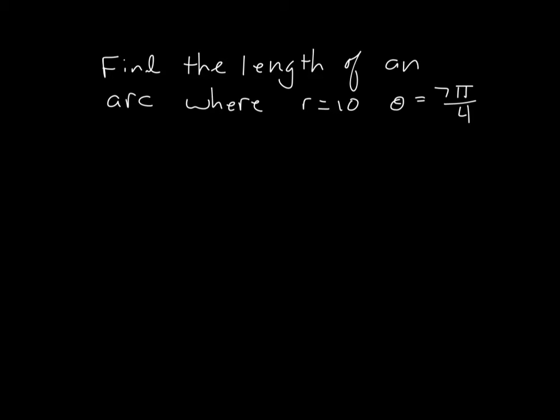All right, a little technical difficulty there, but here we go. So we're going to find the length of an arc where r is 10 and theta is 7 pi over 4. So here's a circle. Maybe not a great one, but we'll try. Not terrible. I want you to see what's going on here. And then r is 10, meaning the radius of the circle is 10.